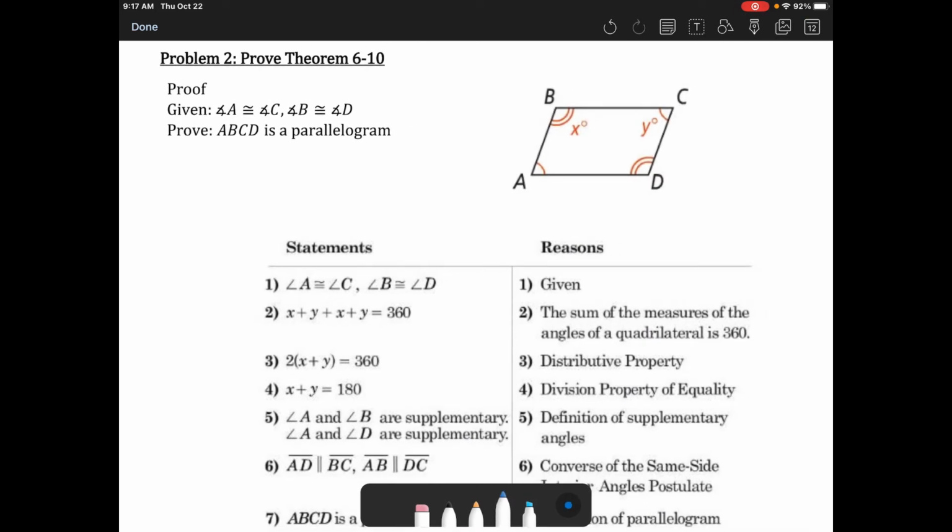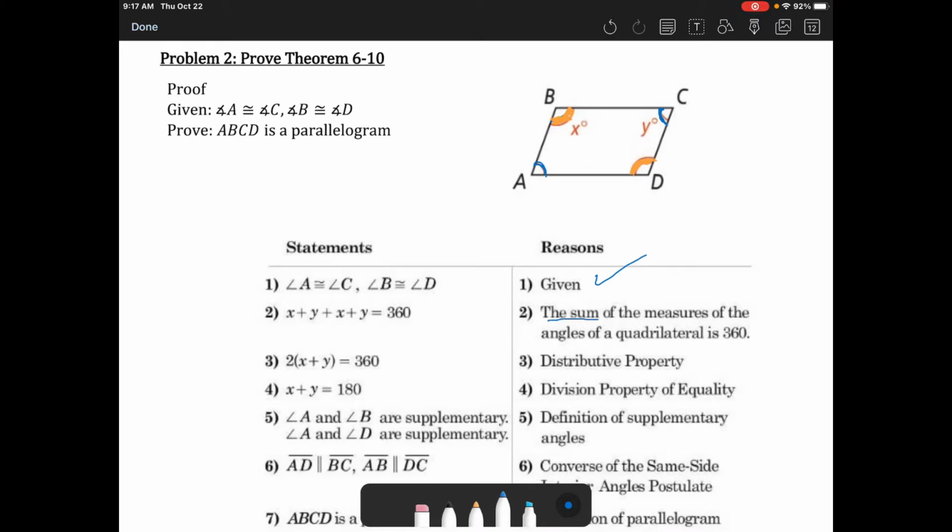All right, angle A is congruent to angle C. And angle B is congruent to angle D. All right, so prove that ABCD is a parallelogram. Well, angle A is congruent to C, B congruent to D. This information is given.